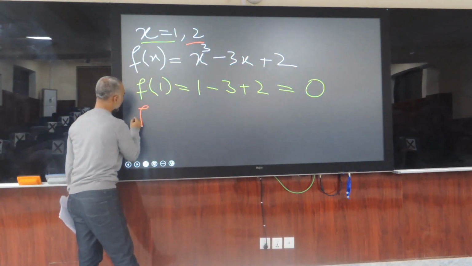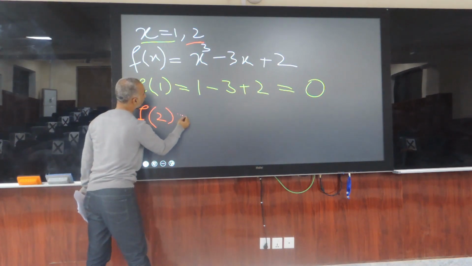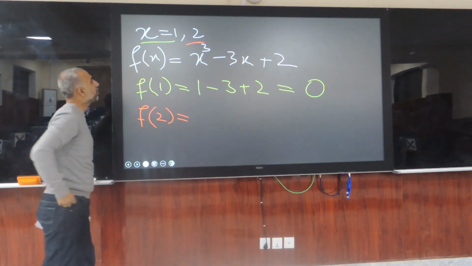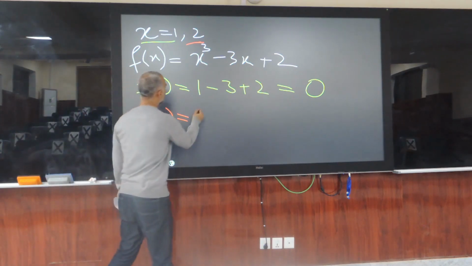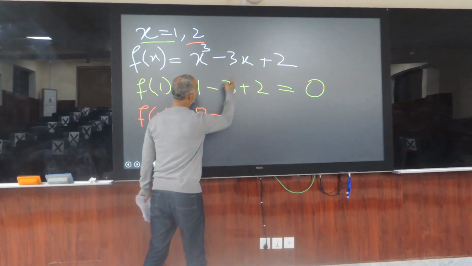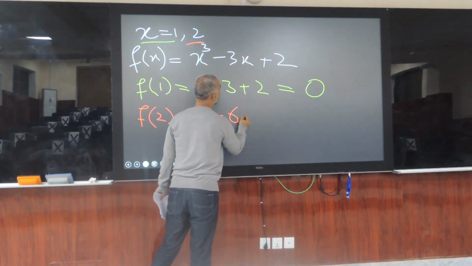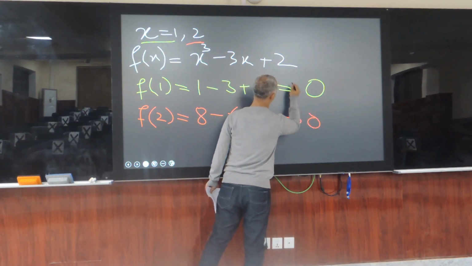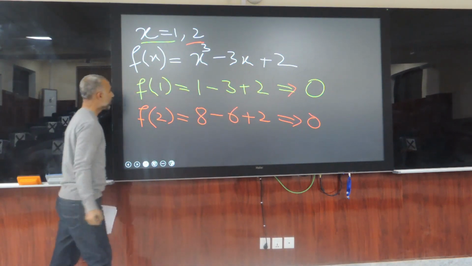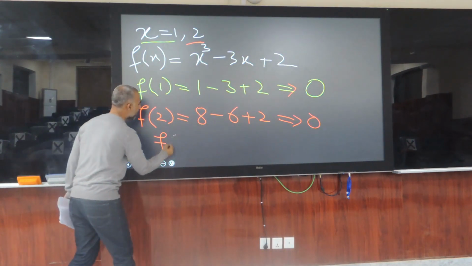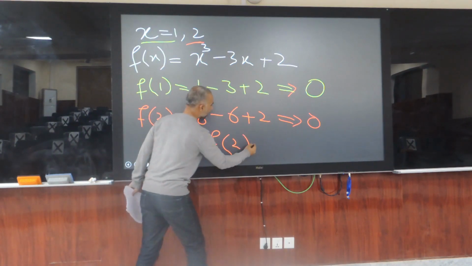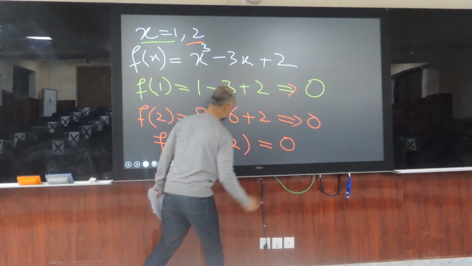Let me select x equal to 2. So again, f of 2, 2 2s are 4, 4 2s are 8, minus 3 into 2, 6. So the answer is what? 0. In both cases the answer is 0. So we can say f of 1 and f of 2 are equal to 0.